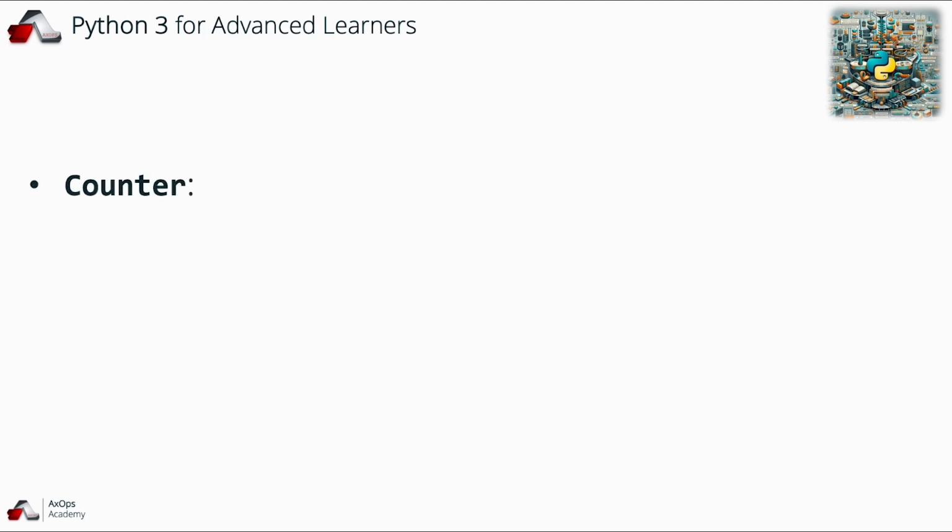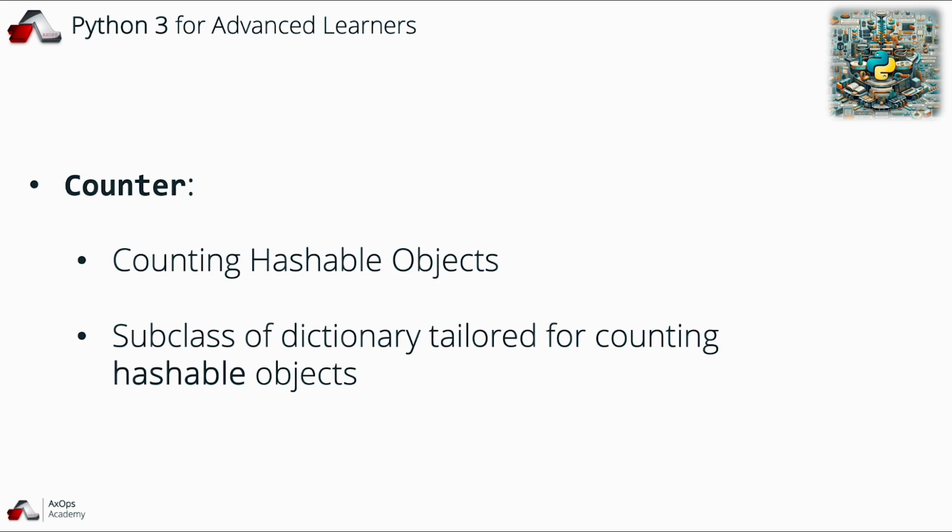Counter is a subclass of dictionary tailored for counting hashable objects. It's a natural fit for tasks like tallying words in text data, a common need in data analysis. For example, in genome pattern recognition, Counter could be used to count the frequency of various DNA sequences.